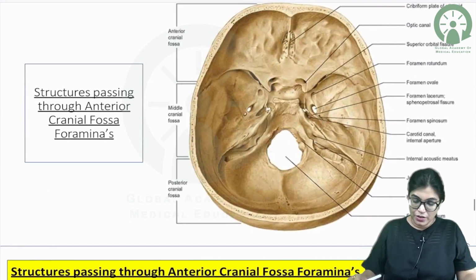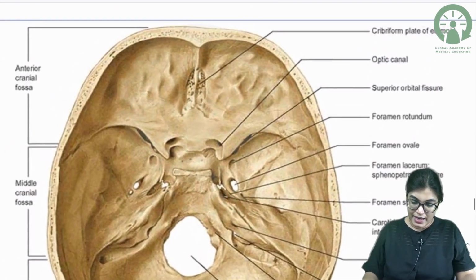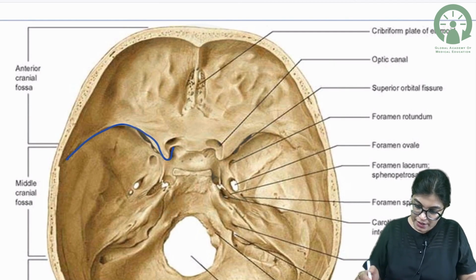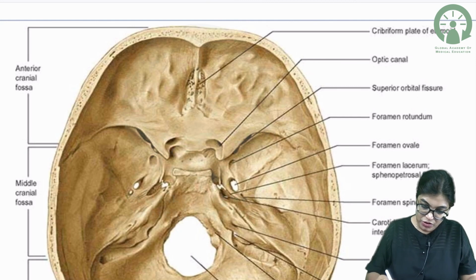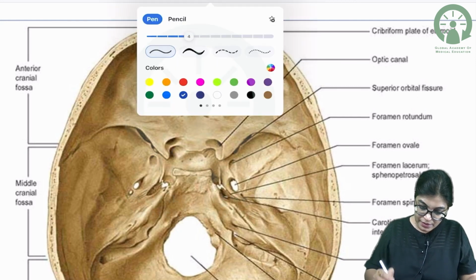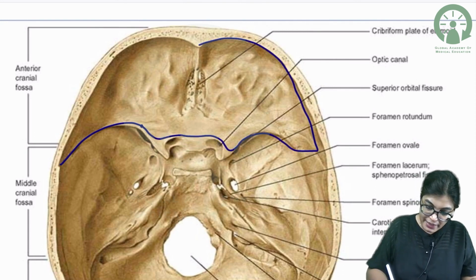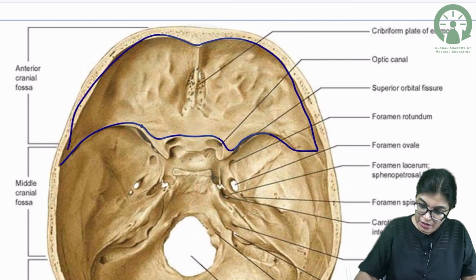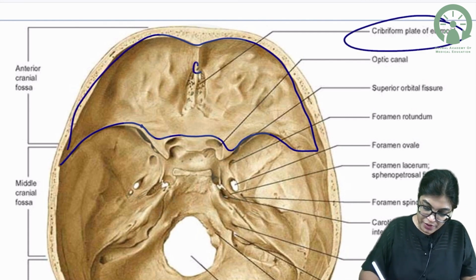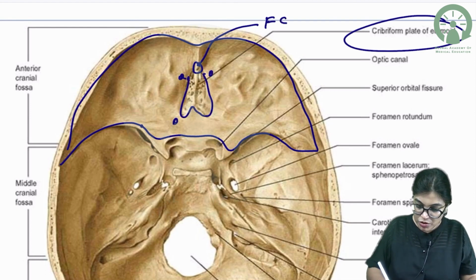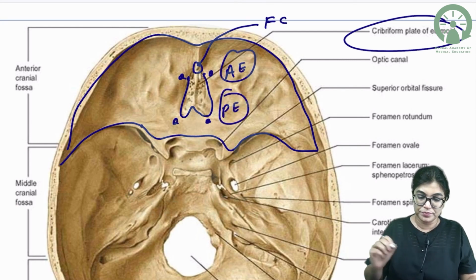Firstly, see here, this area is the anterior cranial fossa. This is exactly the location of the anterior cranial fossa, and in the anterior cranial fossa we have the cribriform plate of ethmoid. Here we have the foramen cecum. This is the cribriform plate, and anteriorly and posteriorly we have the anterior ethmoidal and posterior ethmoidal openings.